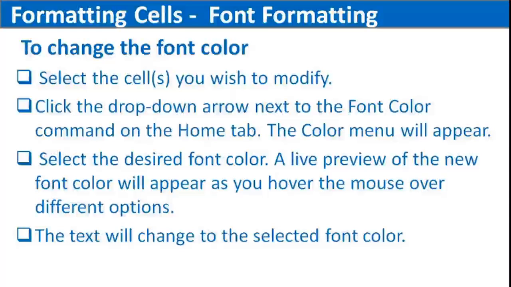Select the cell we wish to modify. The first step is select the cell we wish to modify, that is click on the cell where you want to apply the color. The second step, click the drop down arrow next to the font color command on the home tab. The color menu will appear. As the third step, select the desired font color.